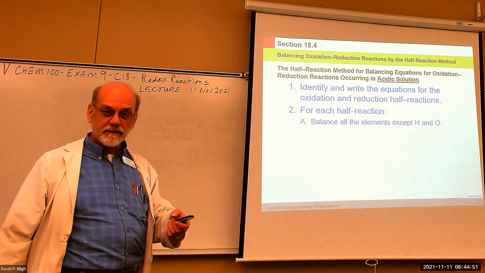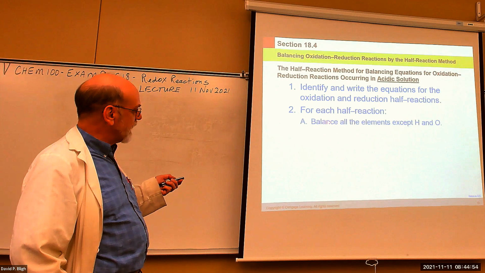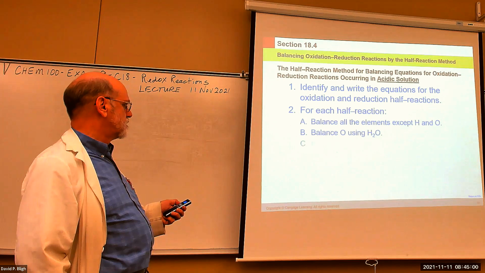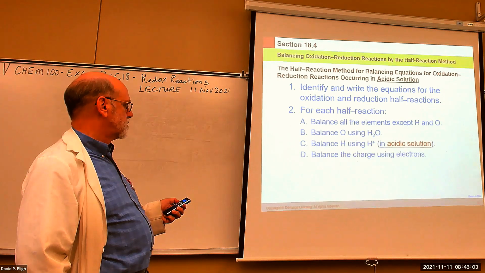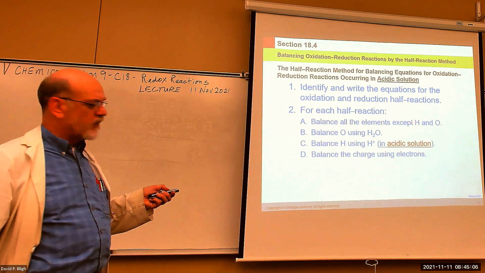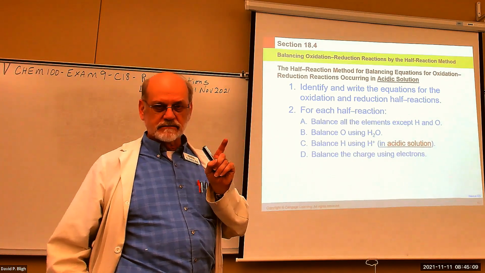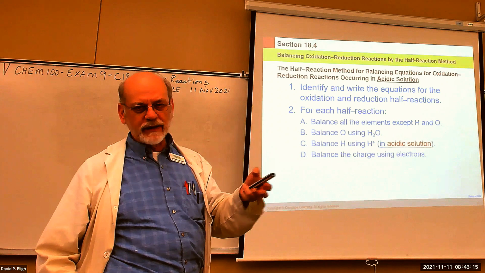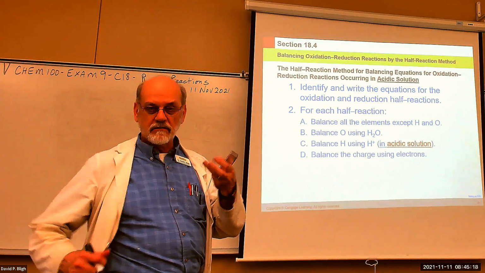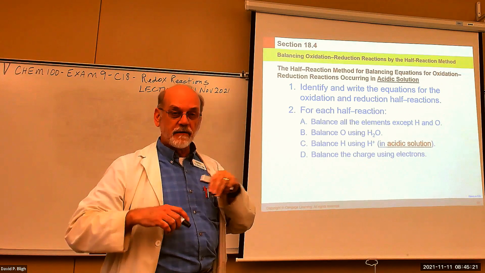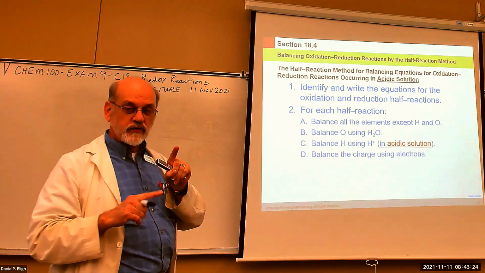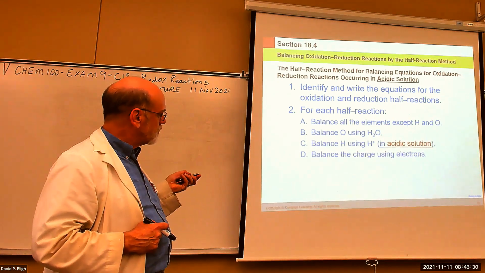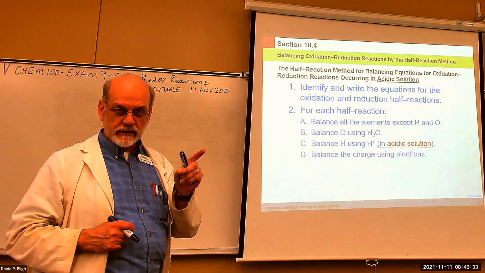Now, when we do that, we balance all the elements. Actually, that's true. We balance all the elements except the hydrogen and oxygen. Don't bother with those. Say if there's iron in there, if there's tin in there, if there's chromium, whatever it happens to be, part of the oxidation and reduction half reactions, you balance those first and don't do the hydrogens and oxygens yet. Then once you get those elements balanced, you balance the oxygen using water.